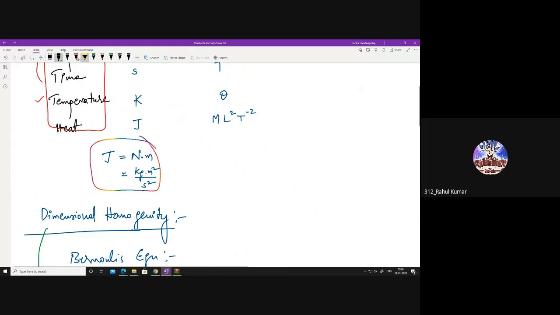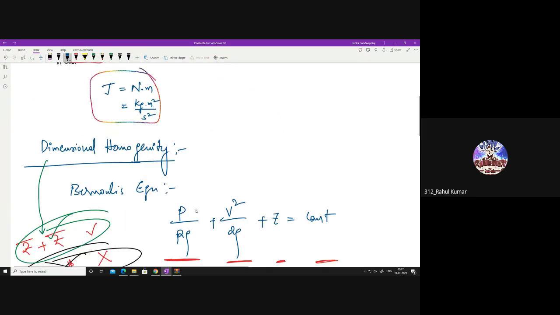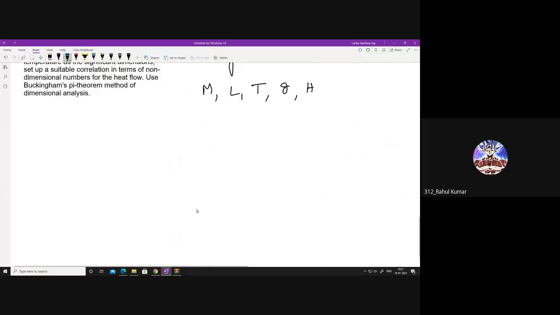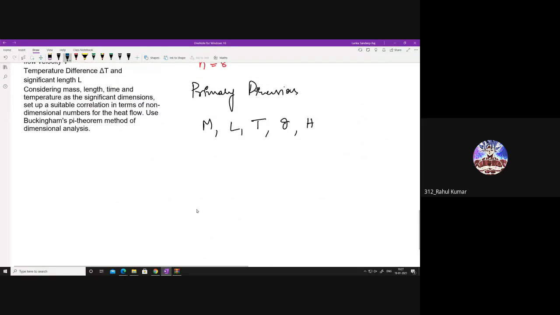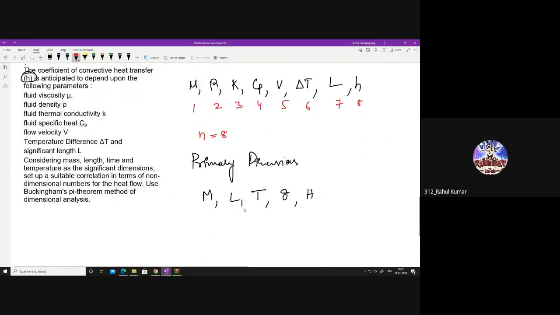We have not shown it here. I'm writing it: ML power minus 2, T to the power of minus 2 is actually shown with H. Okay, so let me write that H there. So these are the primary dimensions. How many are there? 1, 2, 3, 4, 5. So M is equal to 5.